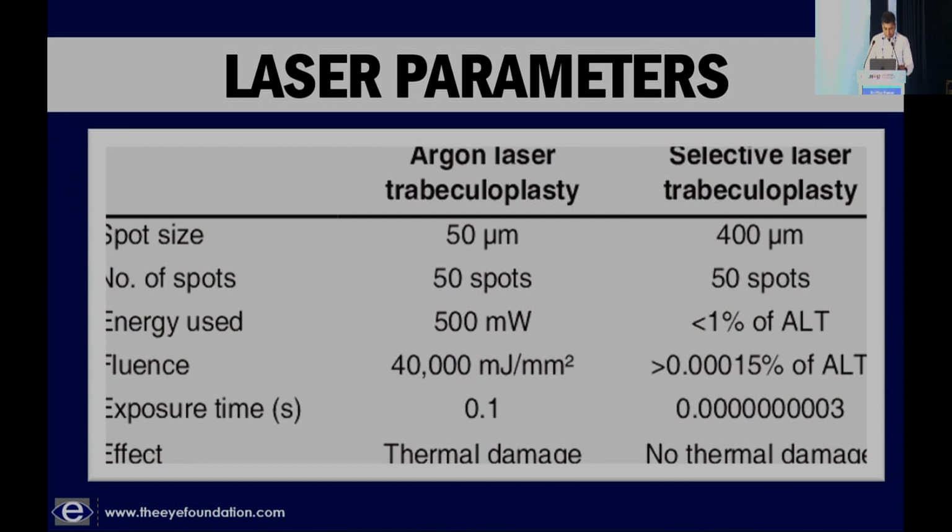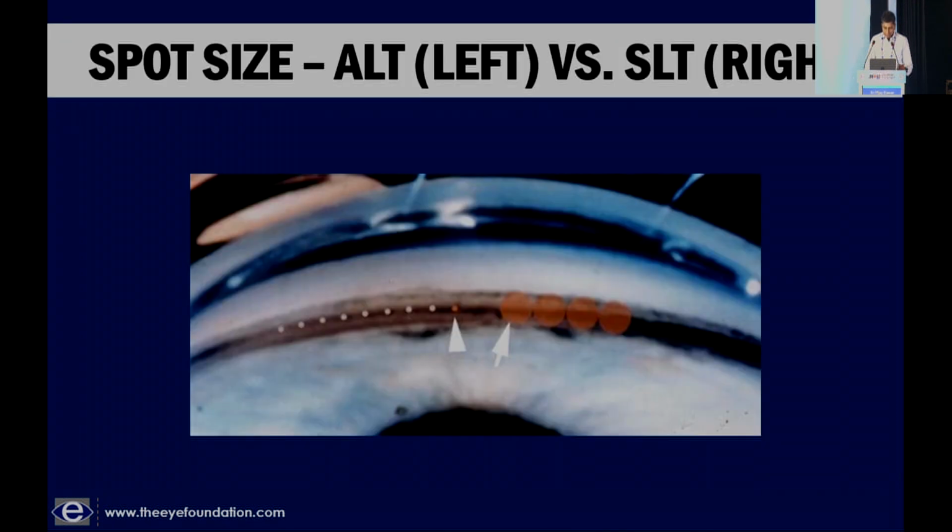Laser parameters, comparison between ALT and SLT. The spot size is larger in case of SLT, and in ALT it is smaller, 50 microns. Number of spots are the same, 25 spots per quadrant, equally spaced. And energy used is 500 milliwatt in argon laser trabeculoplasty, whereas in SLT it is less than 1% of ALT. Exposure time is also very minimal in SLT, and there is no thermal damage in SLT.